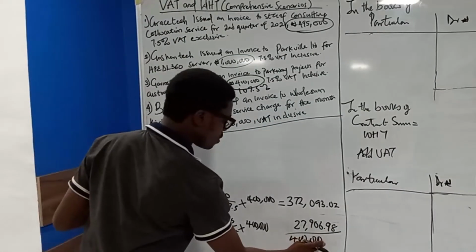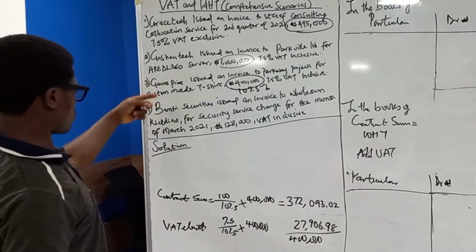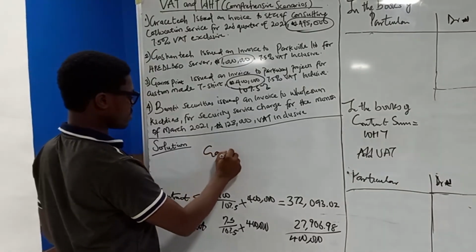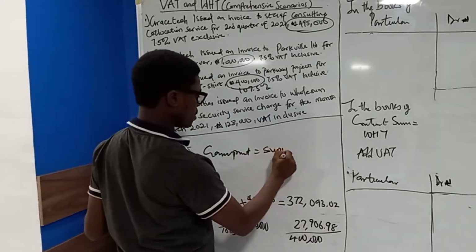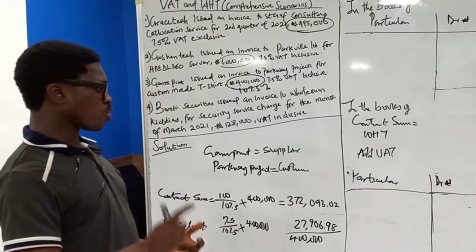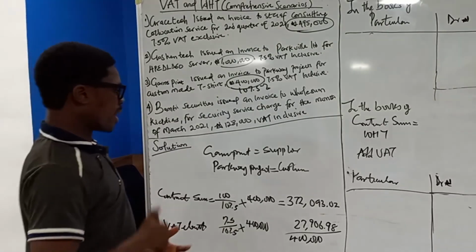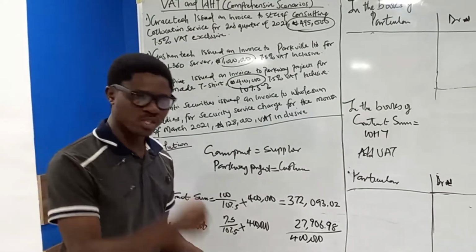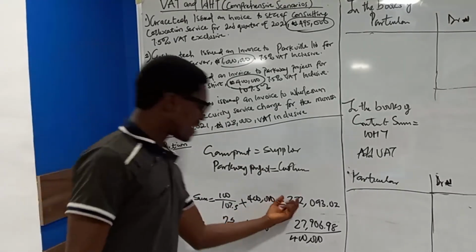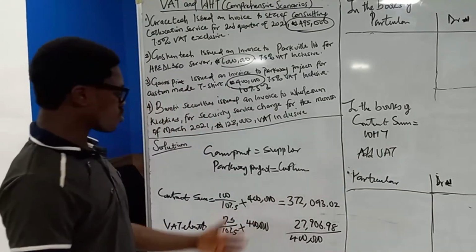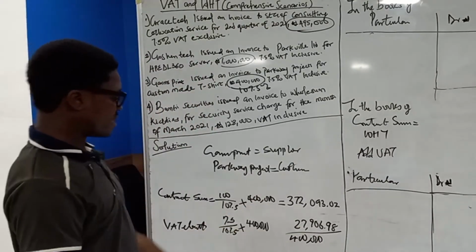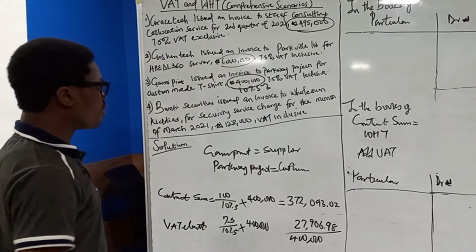We know well from the previous episode that we need to know the suppliers and the customers. Graceman here is the supplier, at the head of the government to charge, collect, and remit value-added tax. While Payable project as the customer is the agent of the government to deduct and remit withholding tax. So from this 400,000 we have established that 372,093 naira 2 kobo is the contract sum, while 27,906 naira 98 kobo is the VAT element, giving us the total invoice amount of 400,000.